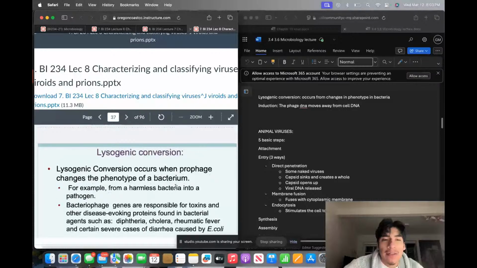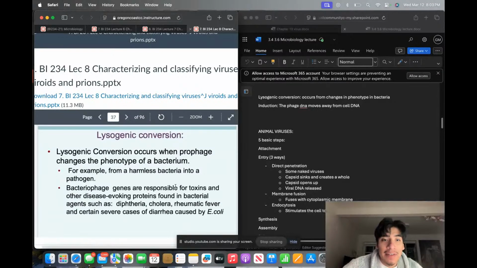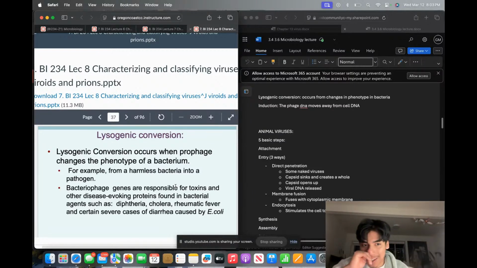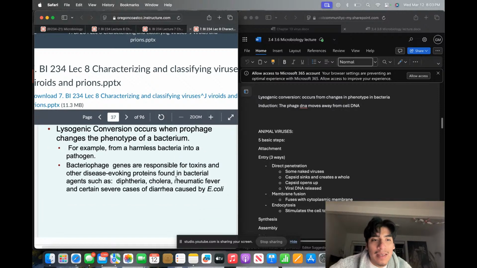Lysogenic conversion occurs when the phenotype of the prophage changes the phenotype of the bacteria. For example, from a harmless bacteria into a pathogen. I think I understood this wrong actually, so forget what I said earlier. A bacteriophage would go into a bacteria that is resident flora, just normal flora in your body, and then make it pathogenic. So bacteriophage genes are responsible for toxins and other disease-evoking proteins found in bacterial agents such as cholera.